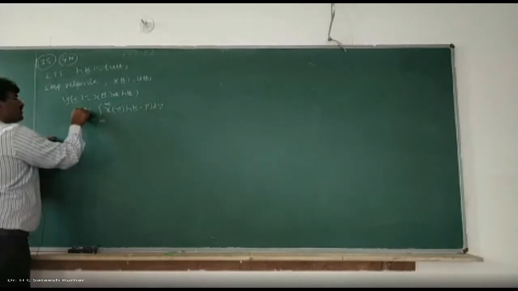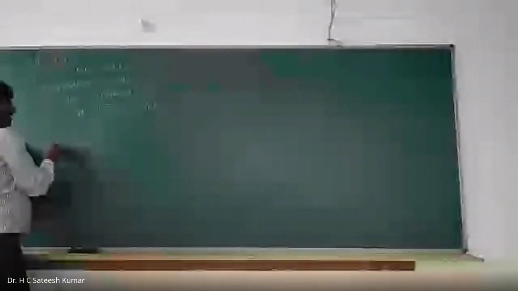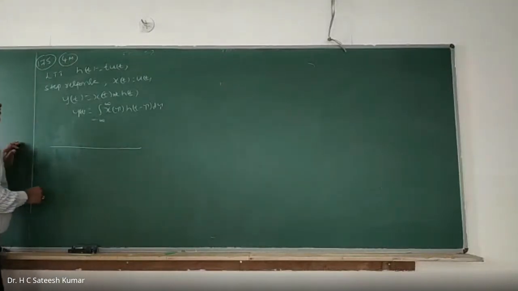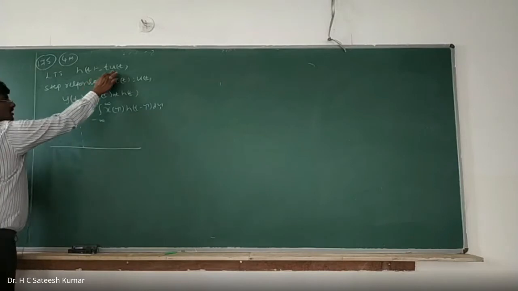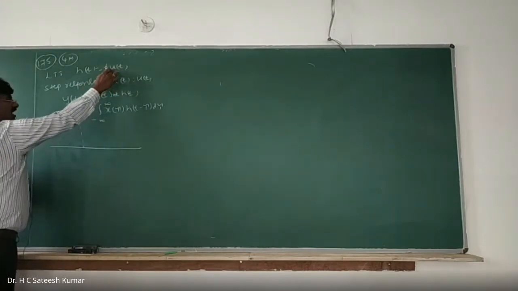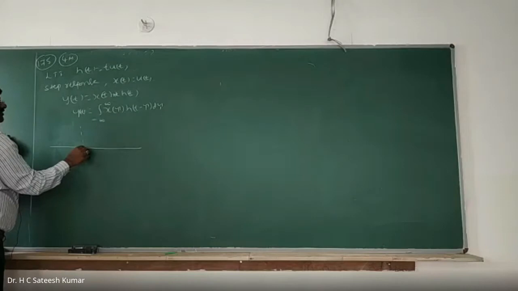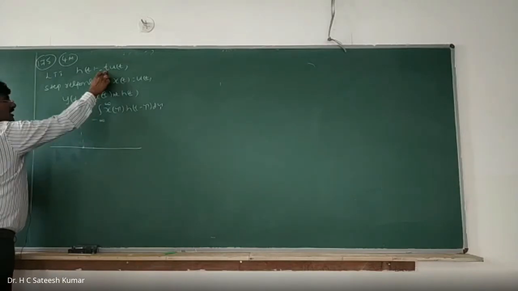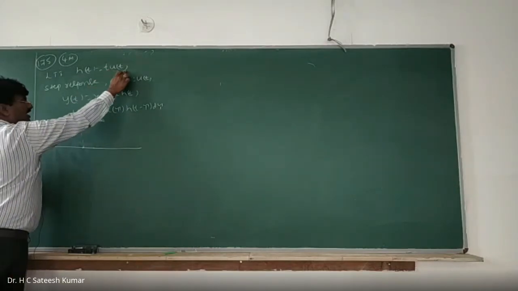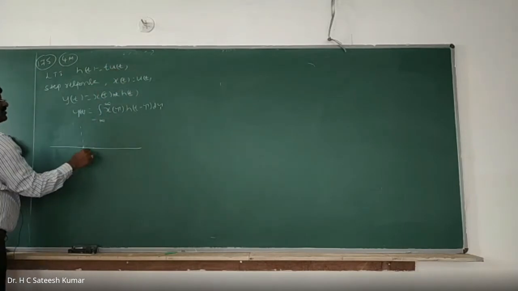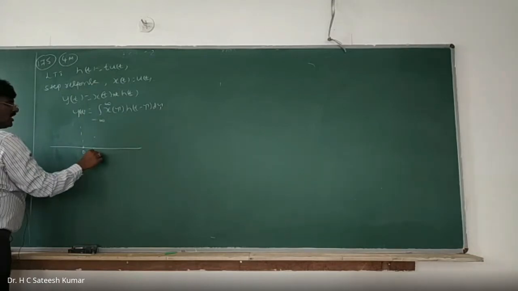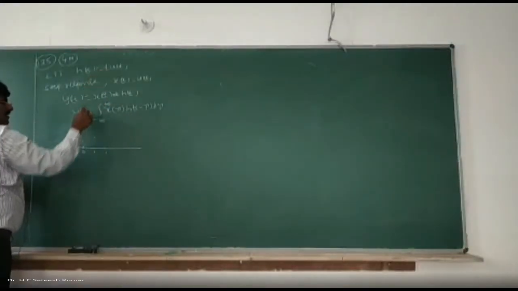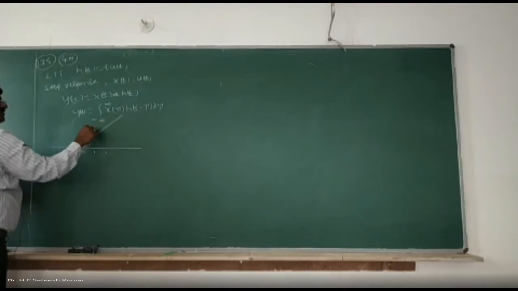Y of t is equal to... first sketch h of t. H of t is equal to t into u of t. This will give the range. This is the function starting from 0. At 0 its value is 0. At 1 its value is, see, it is multiplied by t now, so t will become 1. At 2, t will become 2 because it's multiplied by t. So therefore it is going like this. This is your h of t.